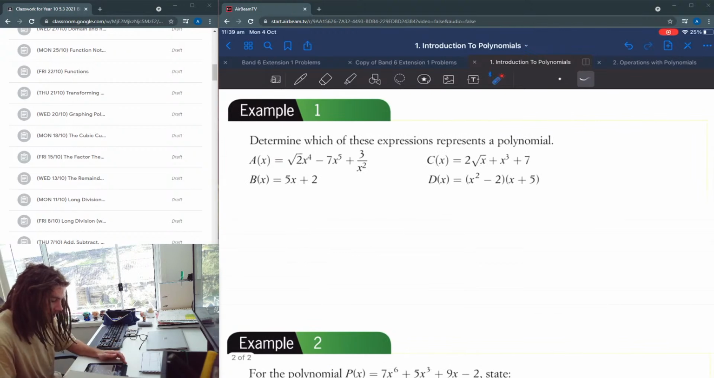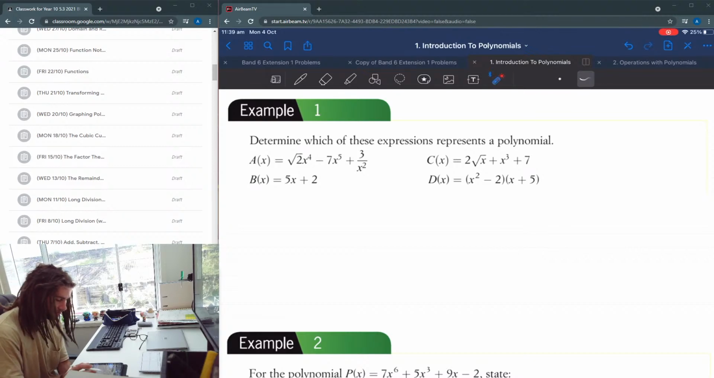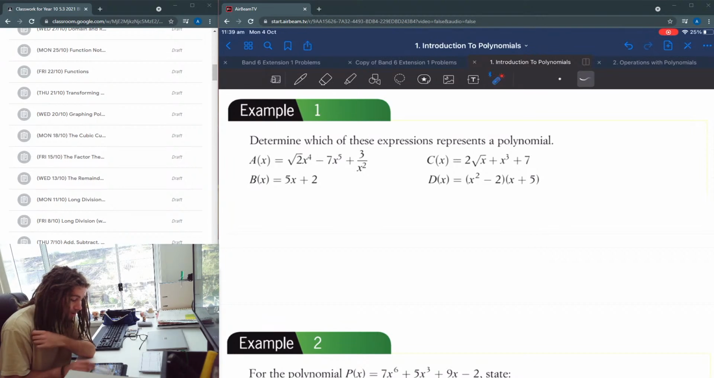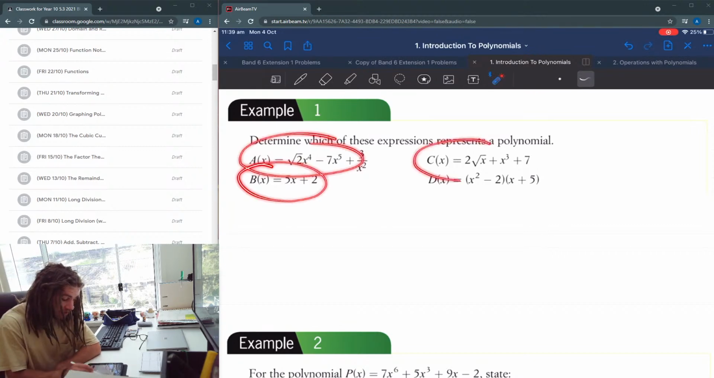Okay, a couple of questions. These won't be too hard. This video is going to be a bit longer because I'm introducing so many terms, but whatever. Determine which of these represent a polynomial. You'll see that they've switched up the notation. Instead of saying p of x, they're just calling this a. So it's the function a, or the polynomial a. They're just giving it a name because we're talking about a few different ones.